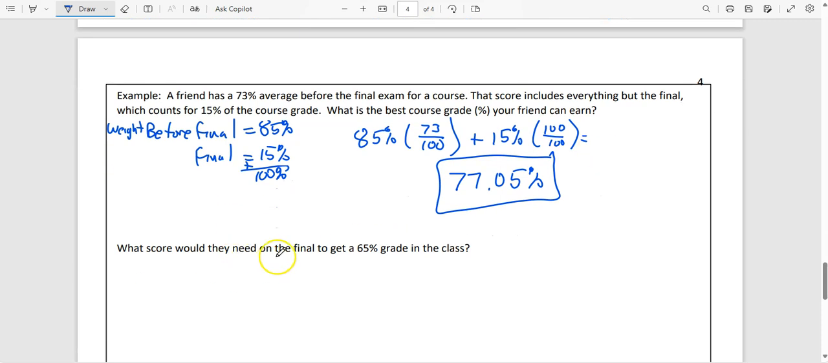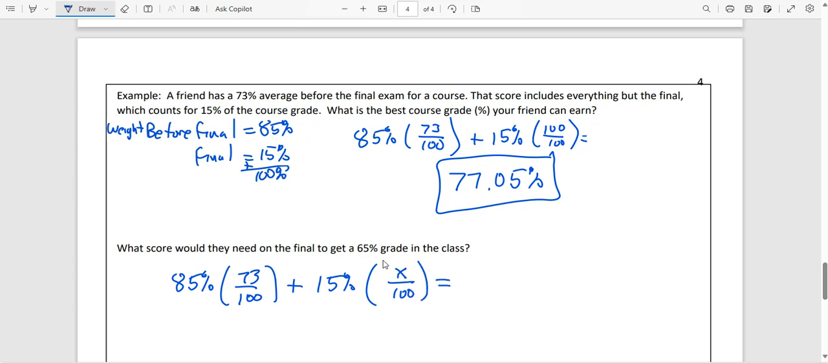What score would they need on the final to get a 65% grade in the class? Well, we already know that of the 85% pre-final, they got 73 out of 100. Now let's adjust what we just did and instead say they got an X out of 100 score. And we know the answer is going to be 65%.